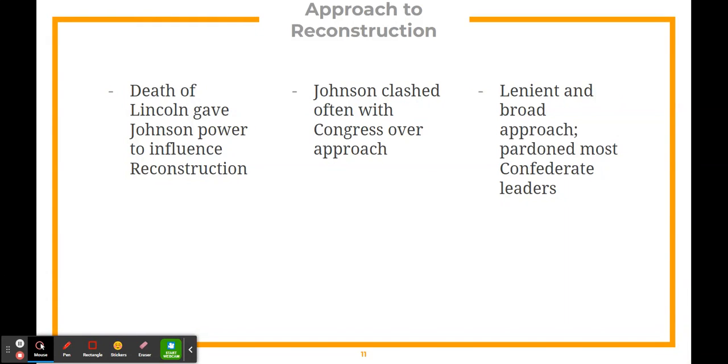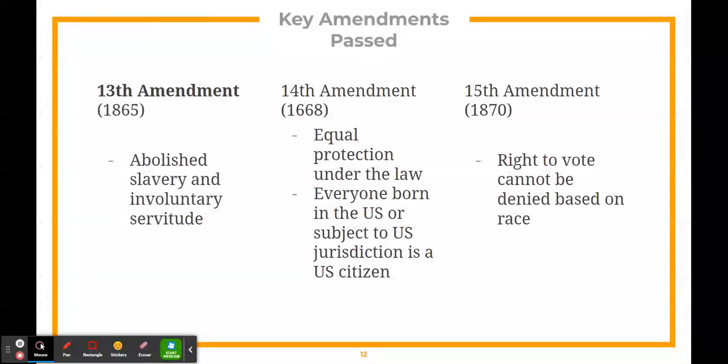And a key term that we should all know is radical Republicans. These were Republican leaders who favored the abolition of slavery prior to the Civil War. Later, they opposed Johnson's Reconstruction plan because they wanted a harsher treatment of the South, and they didn't think he was doing a good job of that.